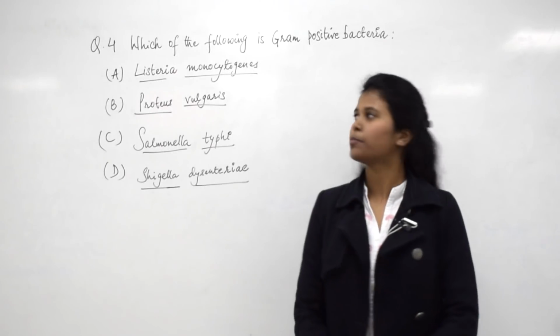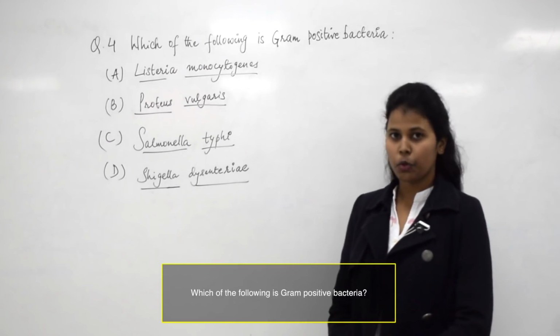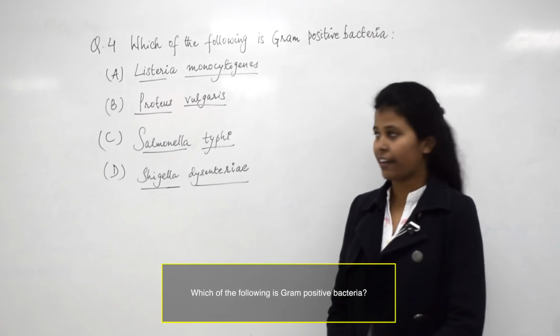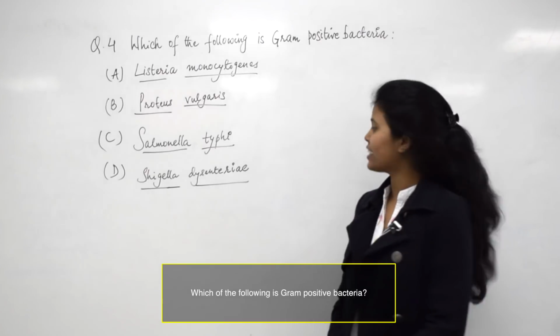Let's move on to question number 4. Which of the following is gram-positive bacteria? Option A, Listeria monocytogenes. Option B, Proteus vulgaris. Option C, Salmonella typhi. Option D, Shigella dysenteriae.